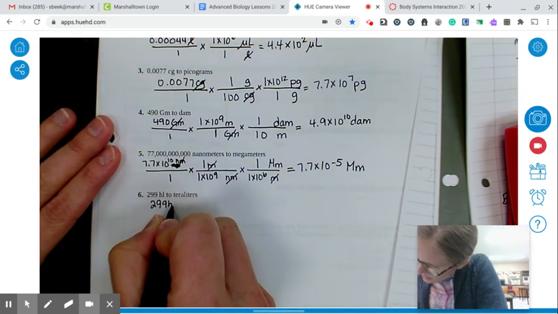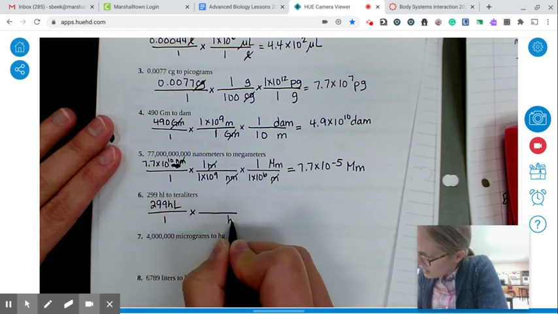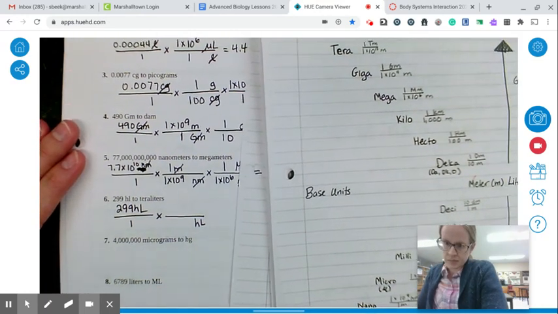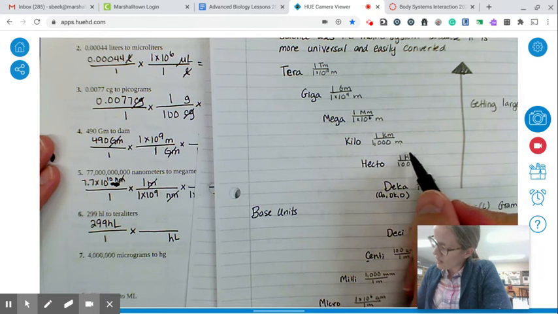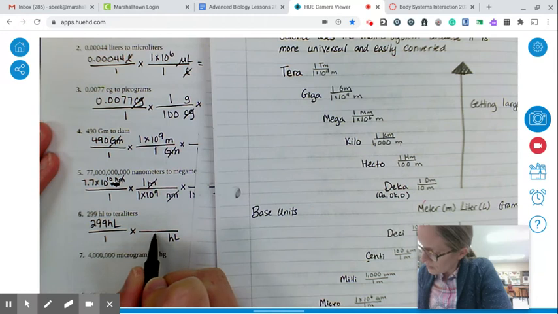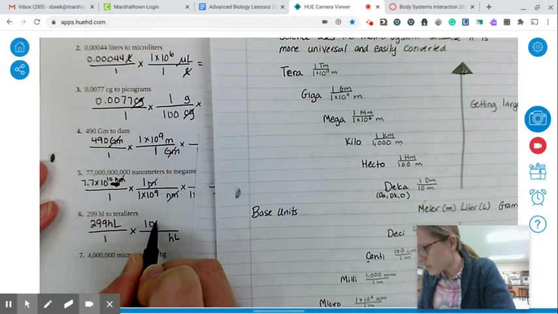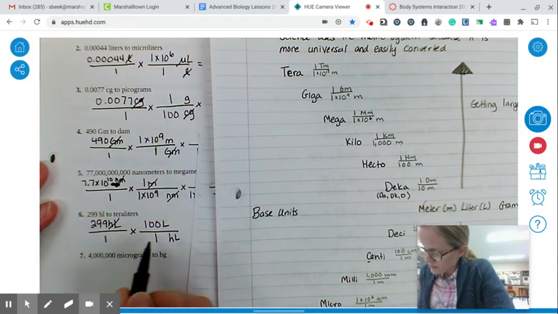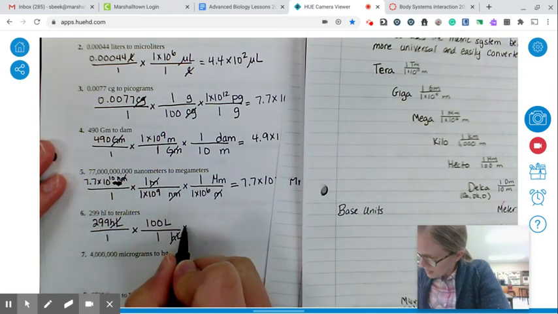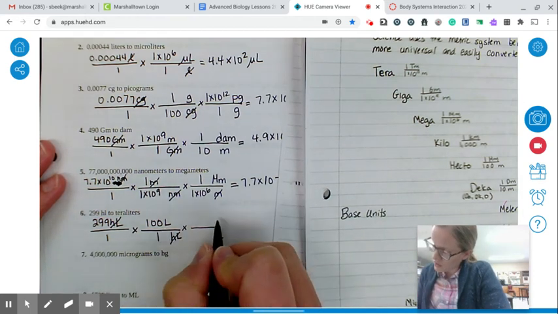All right, now we're at hectoliters and going to teraliters. I'll take my hectoliters and put it down here. And then when I look up hecto, it is 1 hectometer, in 1 hectometer there are 100 meters. I'm going to flip it, so I'm going to do 1 hectoliter on the bottom and then 100 liters on top. Okay, so that cancels out my hectoliters, but that doesn't get me to teraliters. So I got to keep going. I'm at the base unit, so now I should be able to go to teraliters.